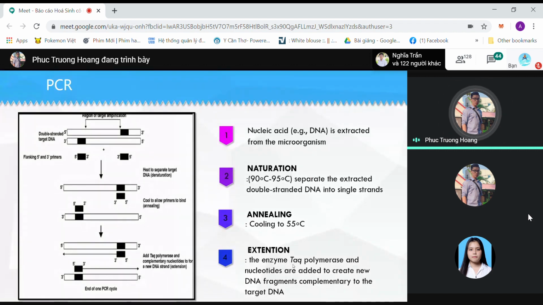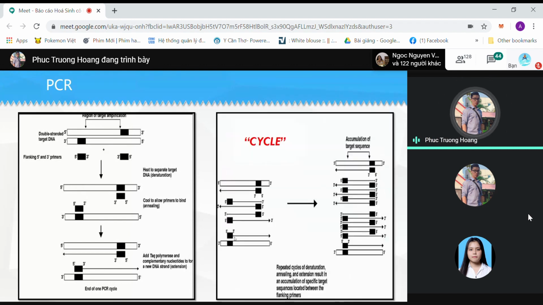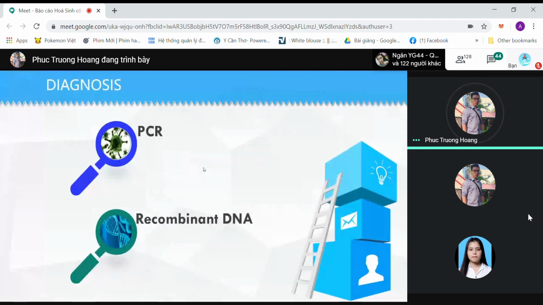The enzyme Taq polymerase and nucleotides are added to create new DNA fragments complementary to the target DNA. After that, we repeat many cycles, and the result is an accumulation of the specific target sequence. As you can see here, a lot of target sequence. That's PCR. Next, we move to recombinant DNA.